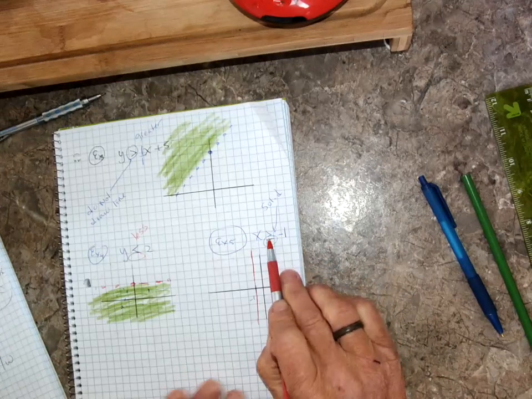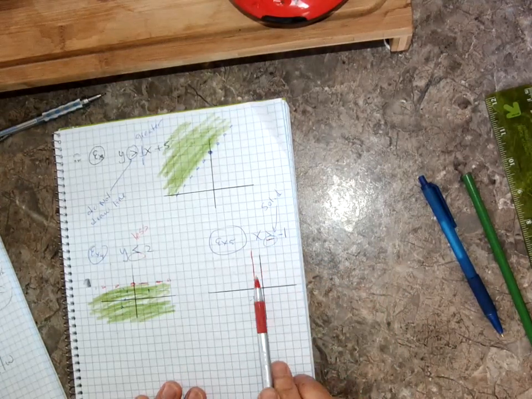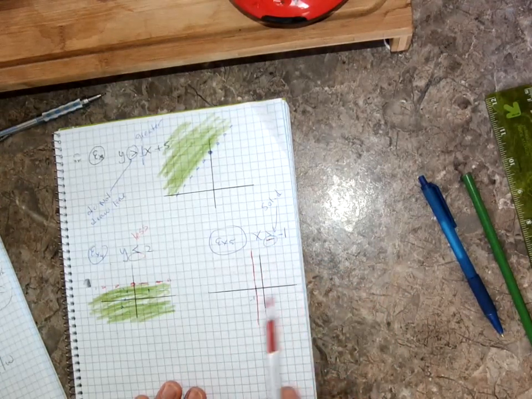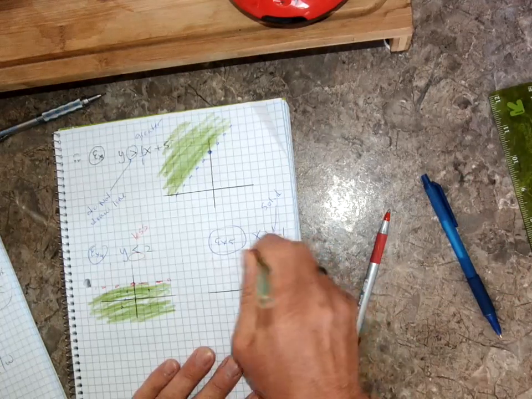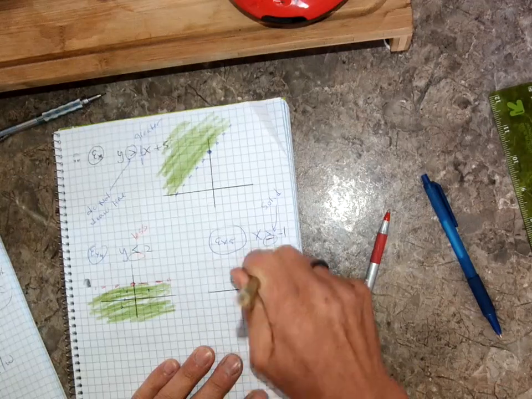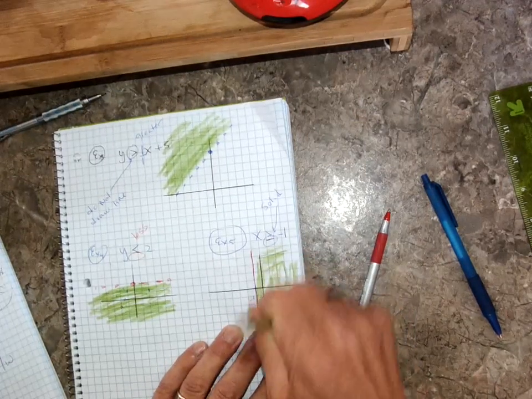And in this case, we want everything greater than -1. Well, greater than -1 would be all of this value. Greater than would be like 0, 1, 2, 3. So I'm going to shade all of this. Okay, how am I doing?